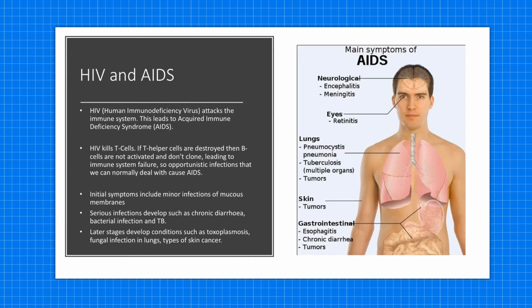So as I said, there's a latency period, and it varies from person to person, but initial symptoms include minor infections of mucous membranes. Serious infections then could develop, such as chronic diarrhea, bacterial infections, and TB. And then in the later stages, you can develop conditions such as toxoplasmosis, fungal infection in lungs, and types of skin cancer. So it's these serious infections that kill AIDS patients.